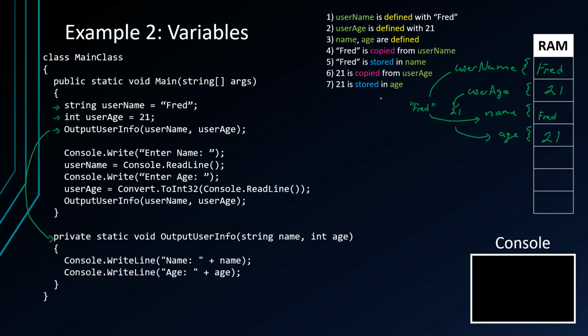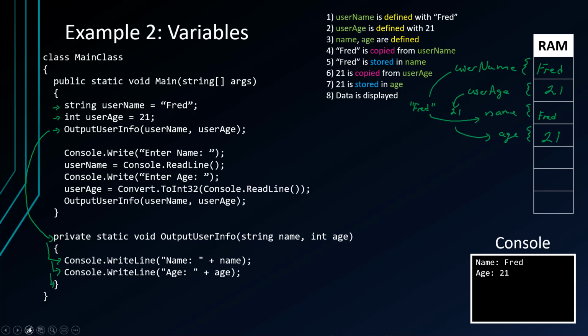Okay. So the next thing is the data is displayed, because right after we've defined those variables and stored the data, it comes down into the program and runs these 2 lines of code. So it puts name and the current value of name, which is Fred, and the current value of age, which is 21. Okay. It comes down to this line, and what happens?